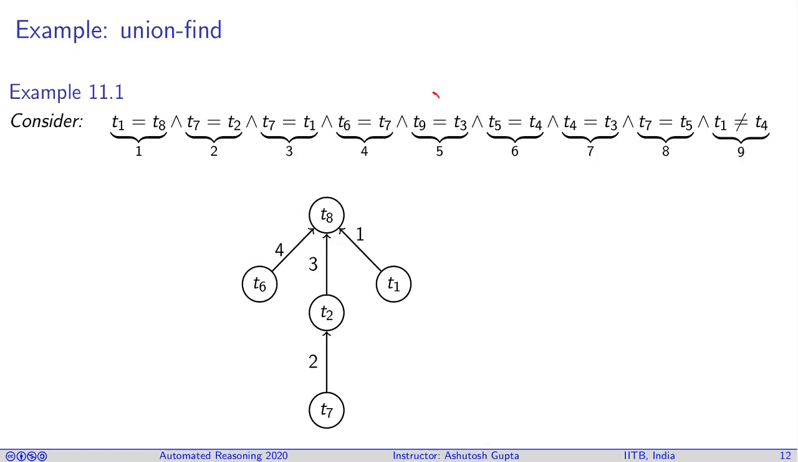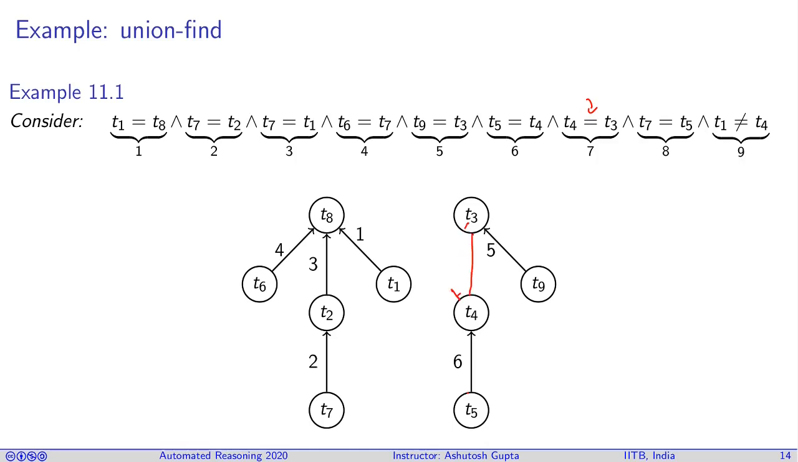Now let's process T9 equals T3. You can see that there is no T9 or T3 in this whole set, so you create a completely different equivalence class pair, T3 and T9, and connect it via 5. Now T5 equals T4, you do the same thing again, and connect T4 and T5. Now again I say T4 equals T3. Once I do T4 equals T3, again we have ambiguity between these two. They are the roots of the equivalence classes, but their sizes are the same. So you choose one of them arbitrarily. I connect like this.